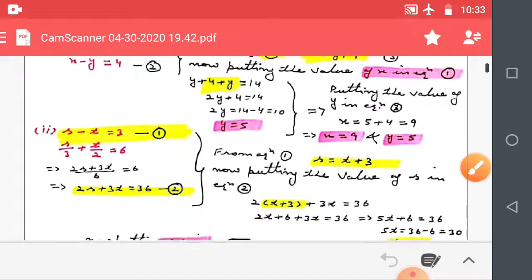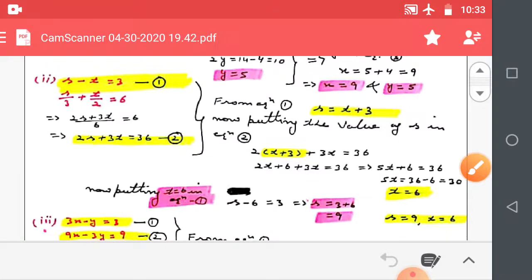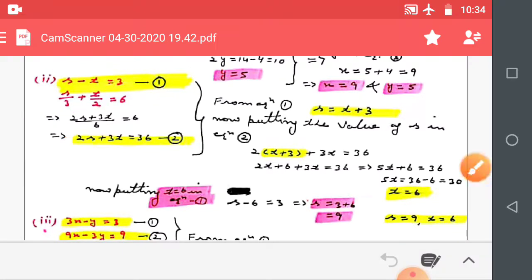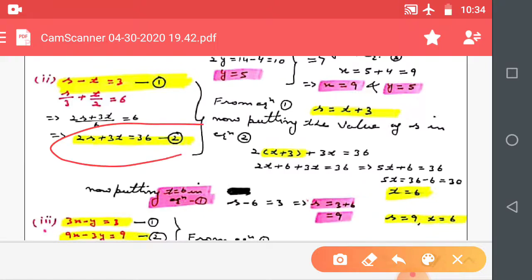Now come to the second part. The first equation is s - t = 3 and the second is s/3 + t/2 = 6. Now take LCM. 6 is the LCM and the numerator is (2s + 3t)/6 = 6. And finally the equation is 2s + 3t = 36.